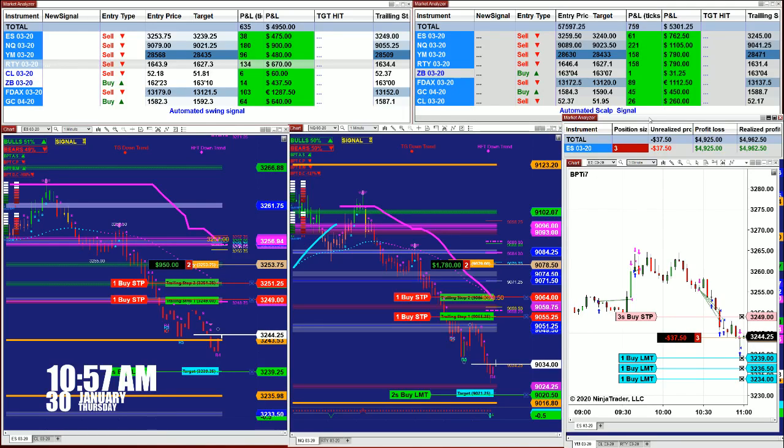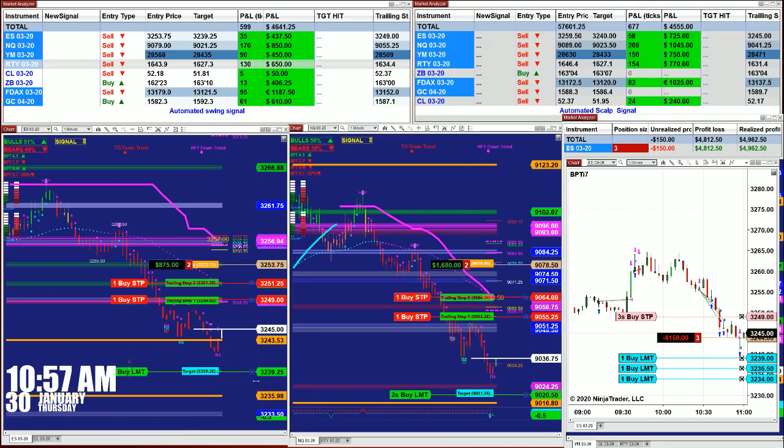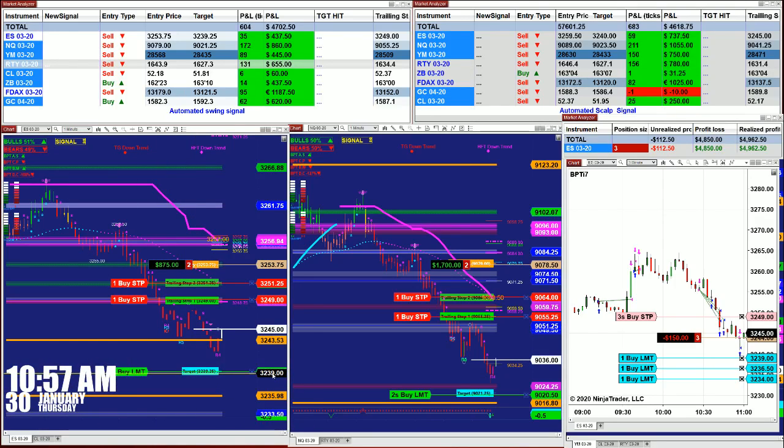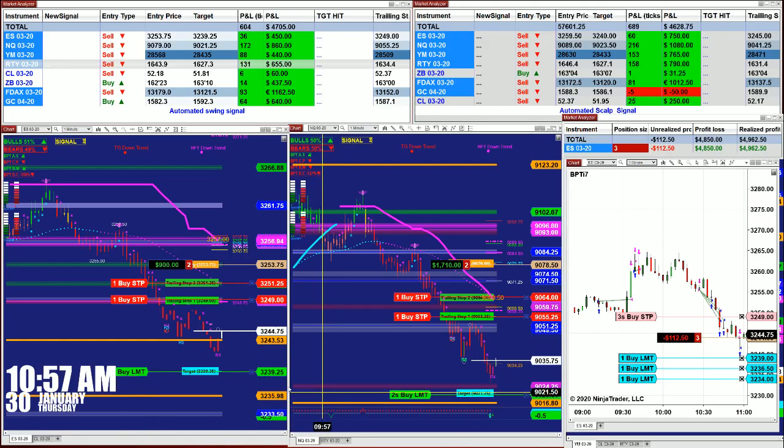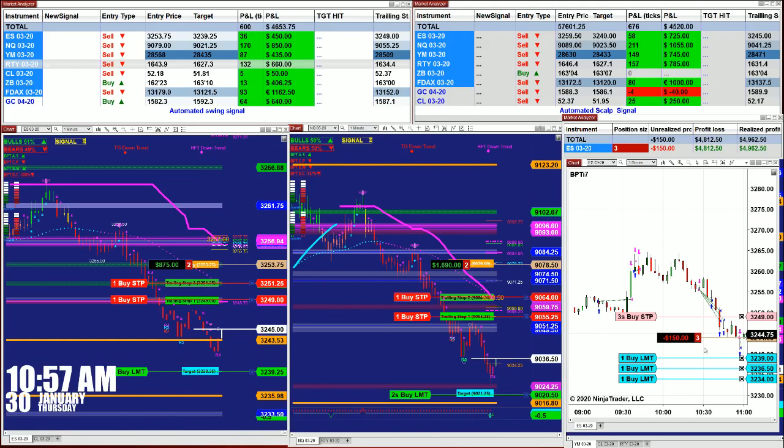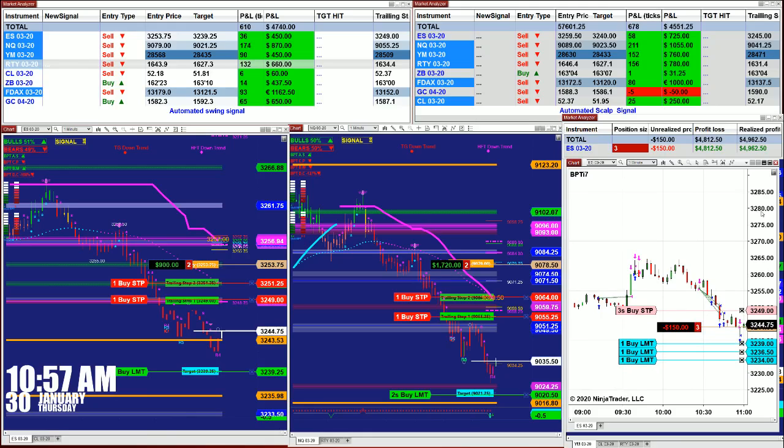Let's see. The ES is really having a problem coming to the target. The target we have is 39.75, and you see that trade here. I'm not sure. I'll be surprised, but I'm not sure that one is going to make it.